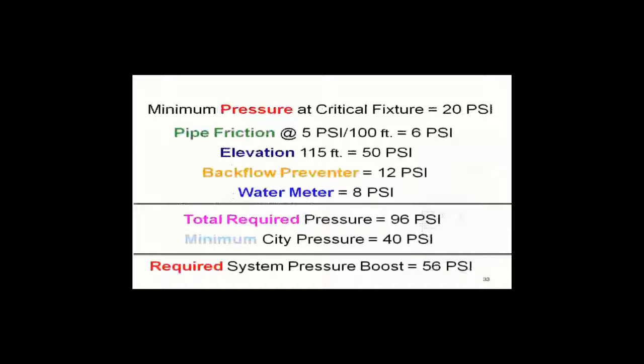So let's go back to the pressures that we need for our example. And we got to come up with the pressure required for our pressure booster. We came up with the demand with the fixture counts. Now we're trying to come up with the pressure. Remember, the critical fixture was a flush tank at the top. That's going to need 20 pounds minimum, no matter what.